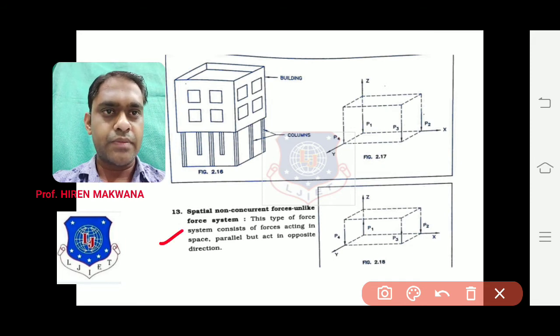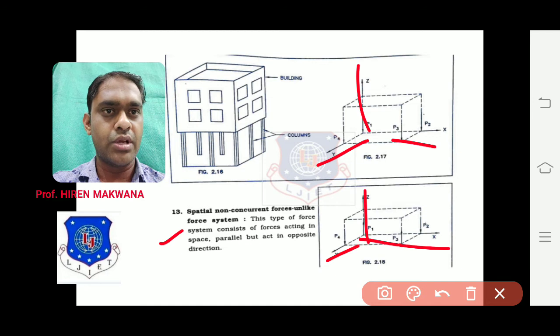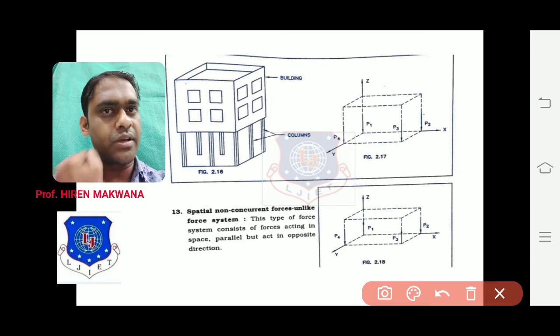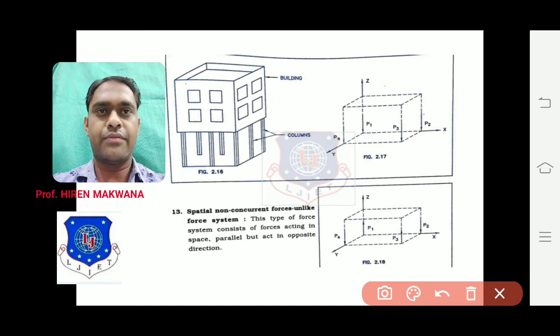Number 13, spatial non-concurrent unlike force system. Unlike means what? Like means what? They are in the same direction, tensile. Unlike means some of the forces are tensile, some of the forces are compressive. So parallel but acting in opposite directions. Forces acting in space that are parallel also, but act in opposite directions, are known as a spatial non-concurrent but unlike force system.